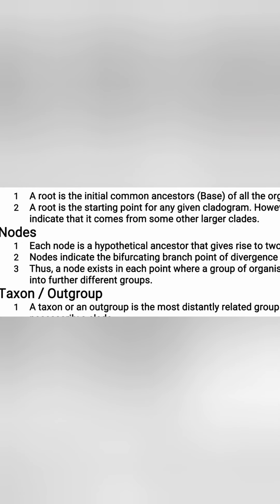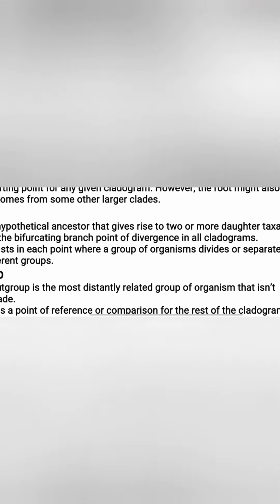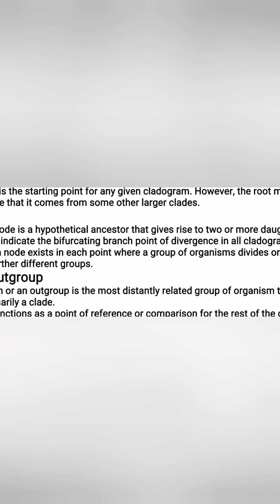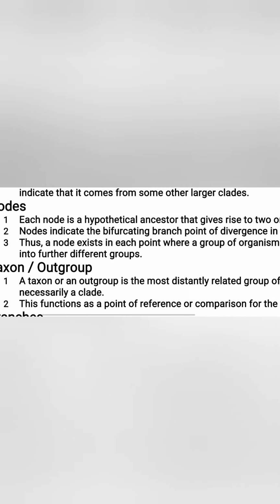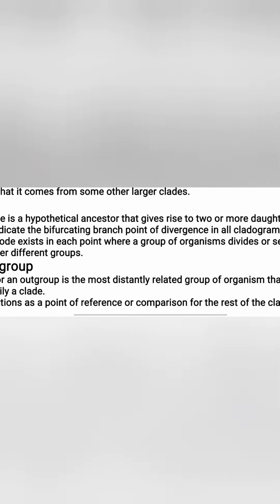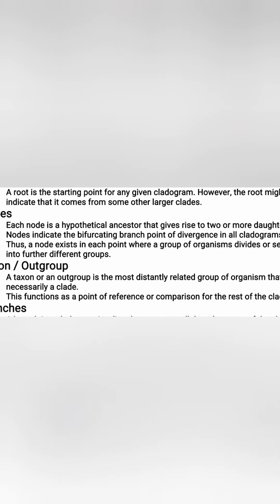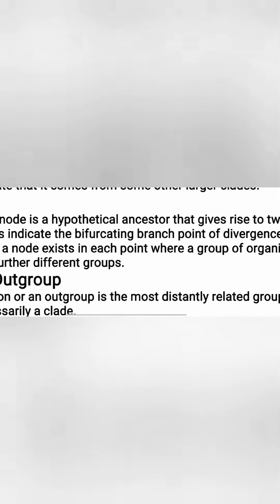to construct its evolutionary history. Then node: it is a point or hypothetical ancestor that gave rise to two or more daughter taxa. Again, it is a hypothetical ancestor which we presume. It is not actual, we presume that, and it gave rise to two or more daughter taxa. A node indicates the bifurcating branch point of divergence in a cladogram. Means whenever you prepare a cladogram, nodes indicate the bifurcating or dividing point.